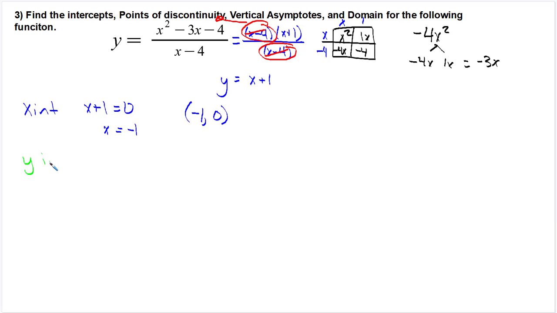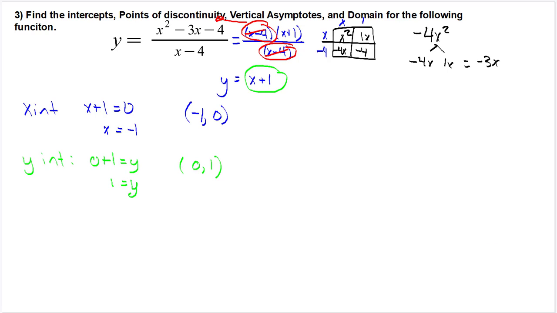Our y-intercept is after we place the reduced fraction. In this case, that reduced fraction is just that x plus 1. Excuse me, I said that backwards. I was just talking about x-intercept again. That's when we set x as 0. So 0 plus 1 is equal to y. So y is equal to 1. And so our y-intercept is 0, 1.